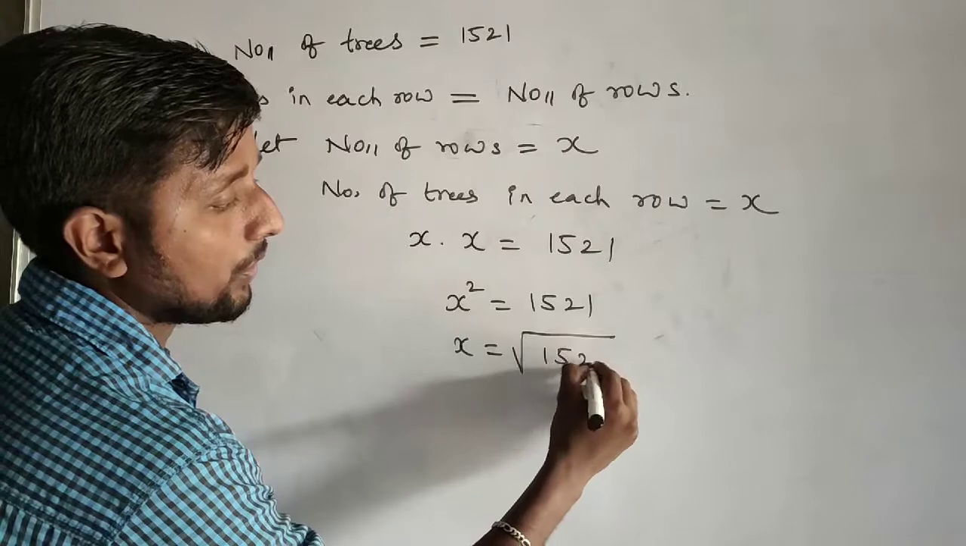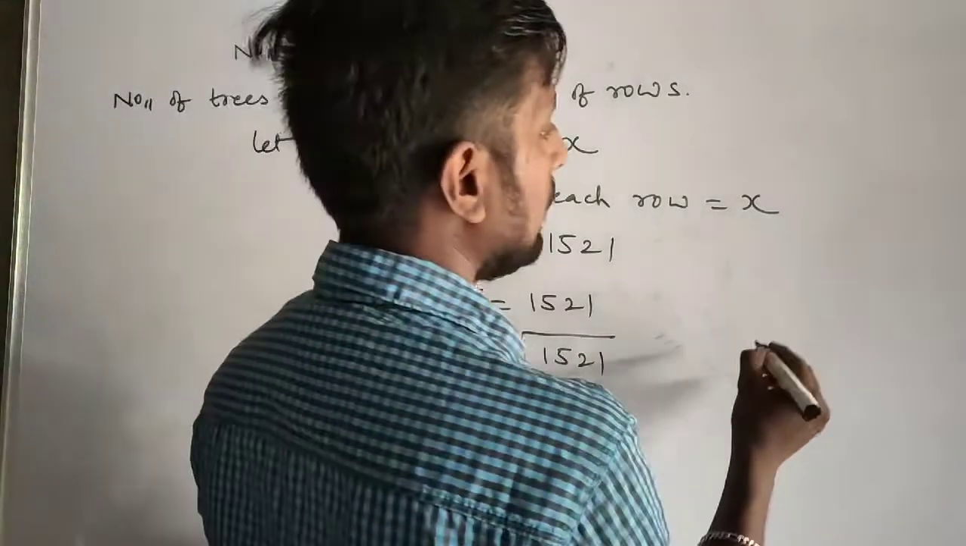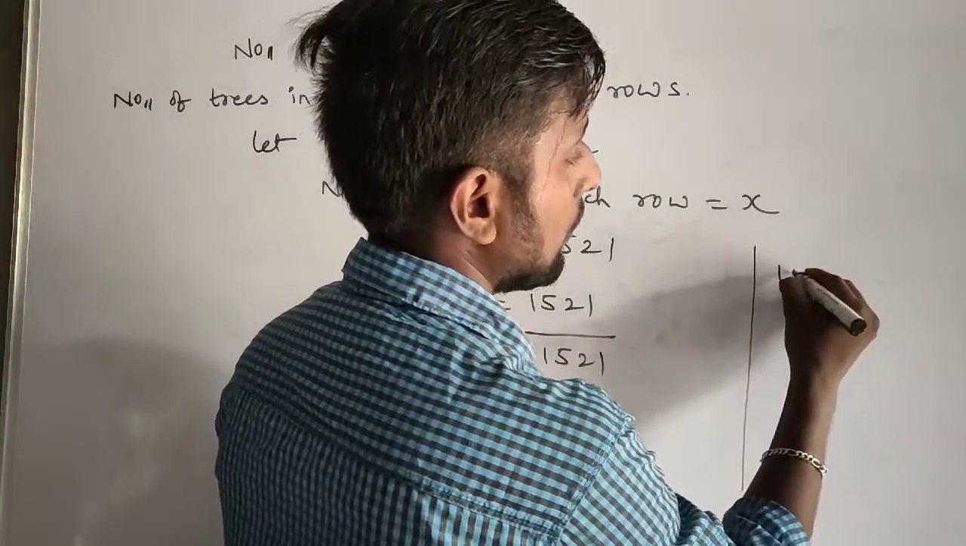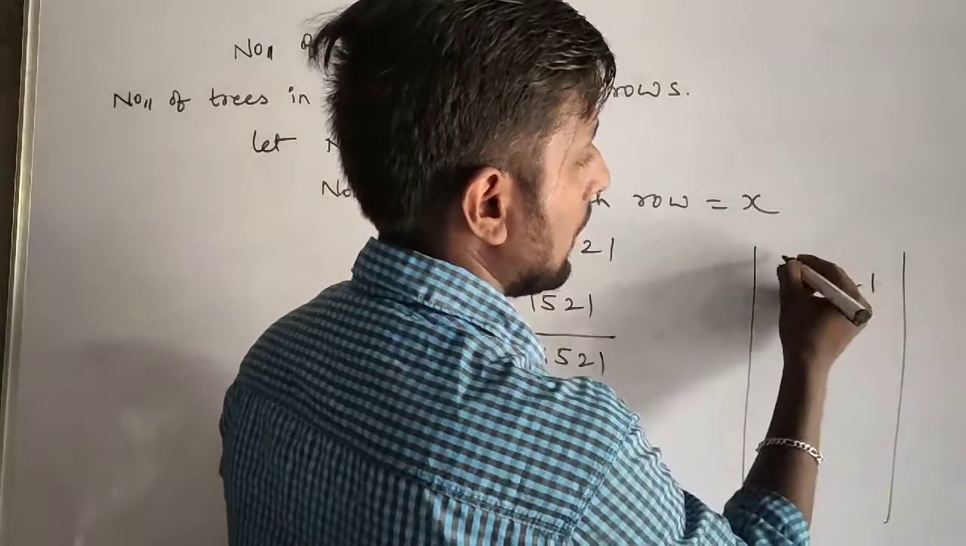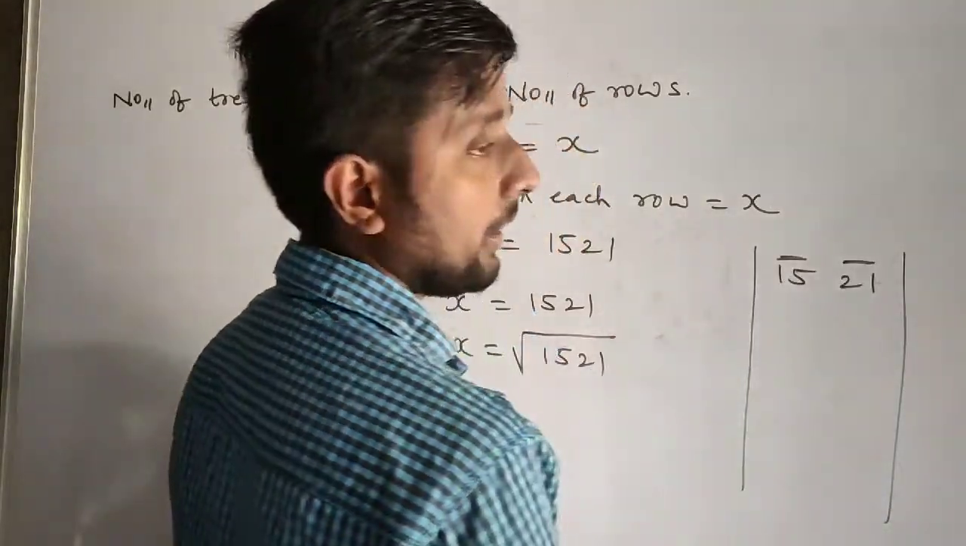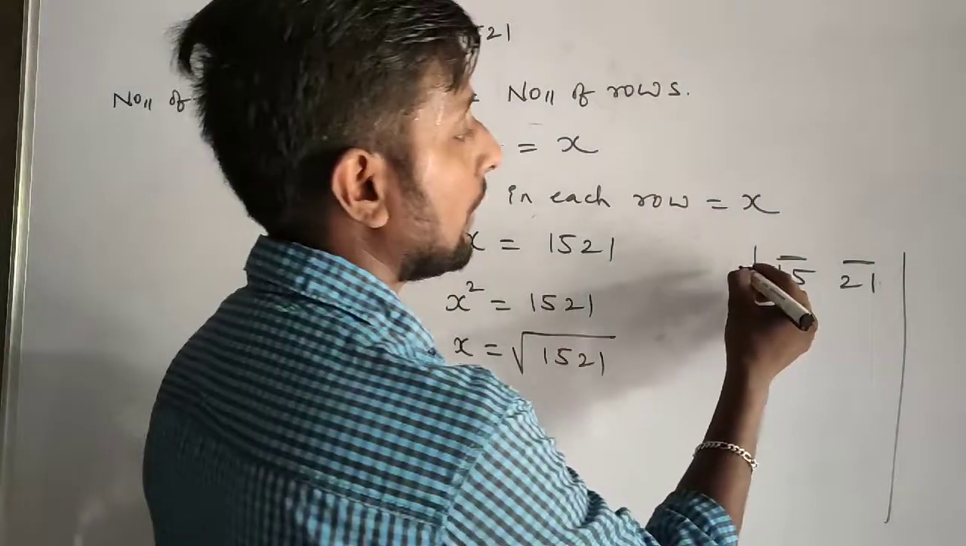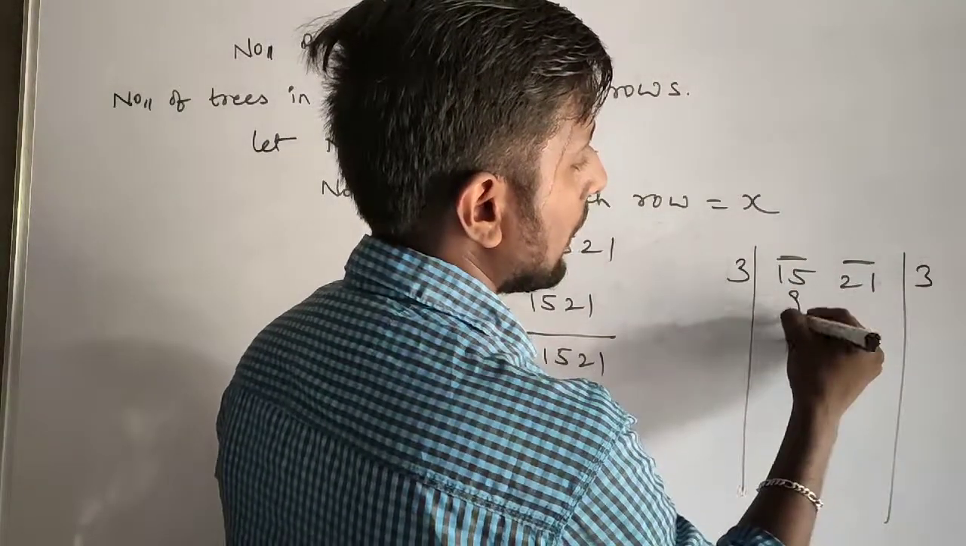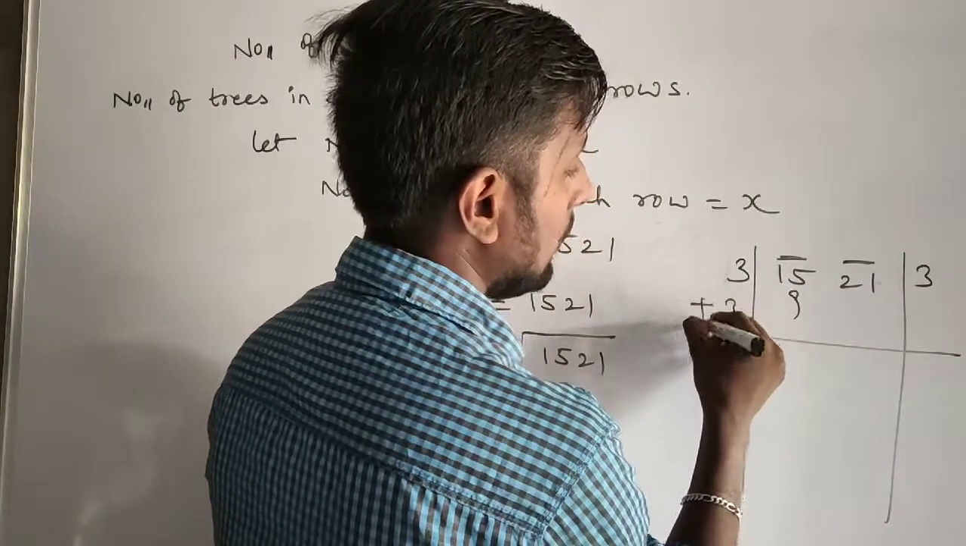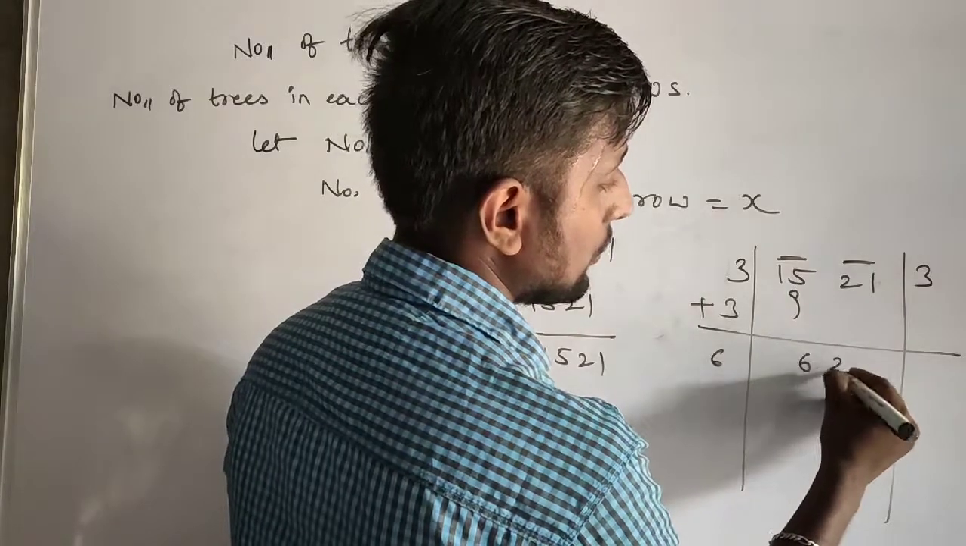So the square root of 1521. We know the division method. So do it here. 15, 21. 15, nearest perfect square is 3 3s are 9 only. So add 3 here, it will become 6, 2, 1.